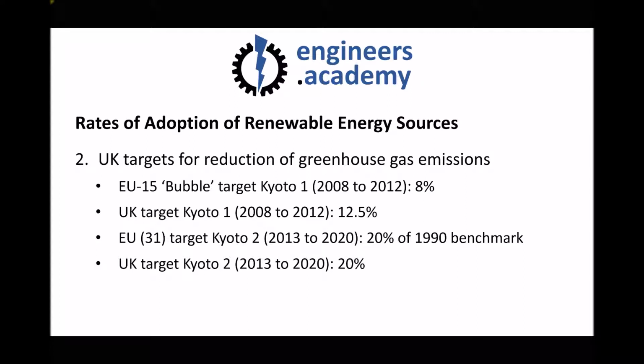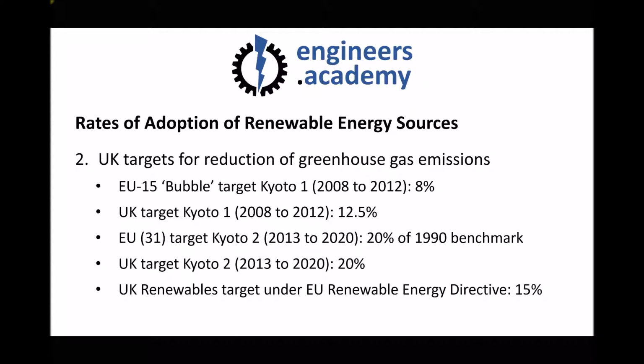So we've been speaking about reducing carbon dioxide emissions, but what we haven't really spoken about is the uptake of renewable energy. Now, because energy production plays such an important role in producing carbon dioxide, the EU wrote something called the Renewable Energy Directive. And in that Renewable Energy Directive, the UK target for the uptake of renewable energy is to cover 15% of all of the energy used. And we'll look at how that's broken down in a moment. So by the year 2020, the UK is expected to produce 15% of all of the energy it consumes from renewable energy sources.